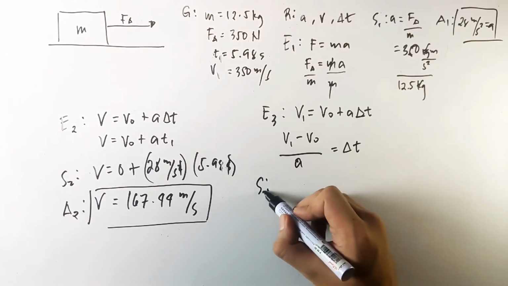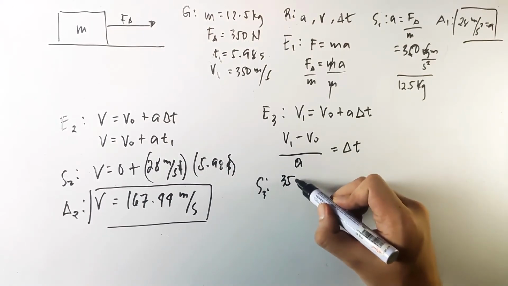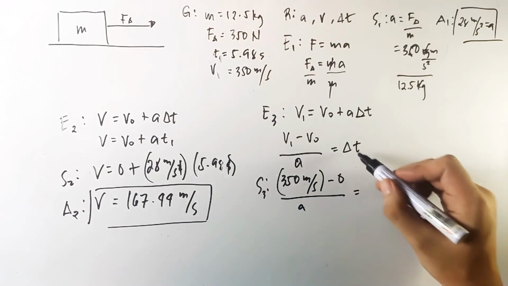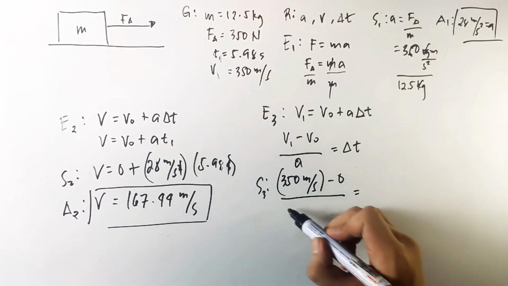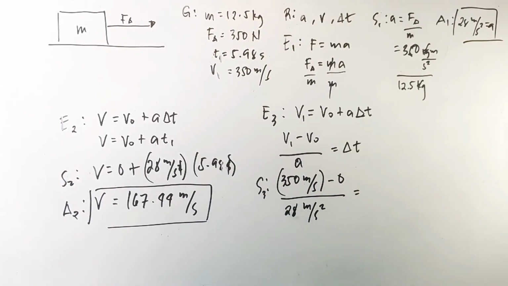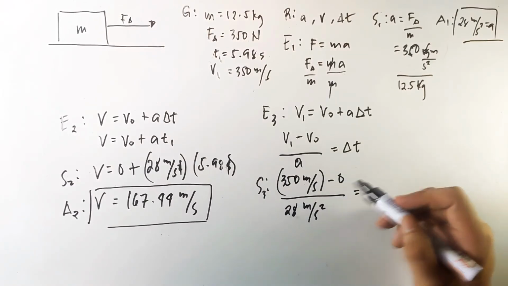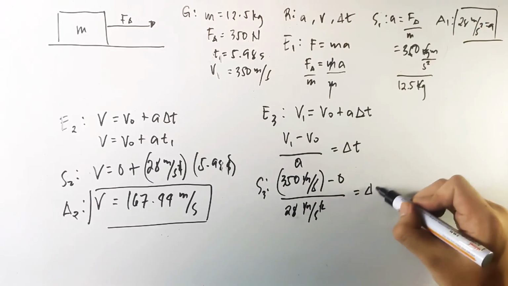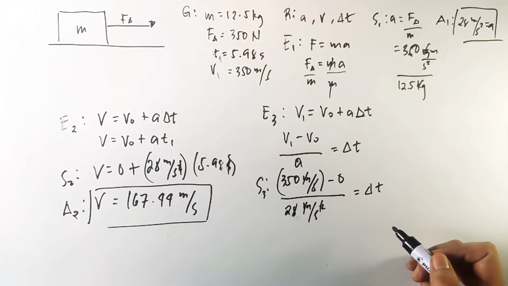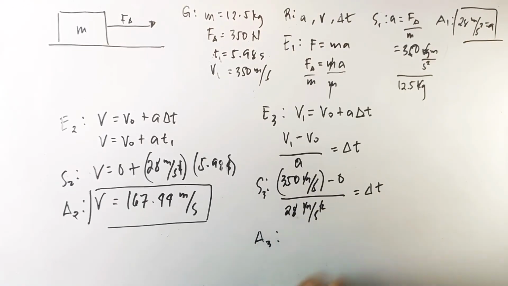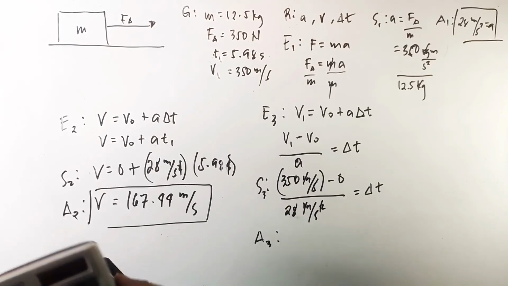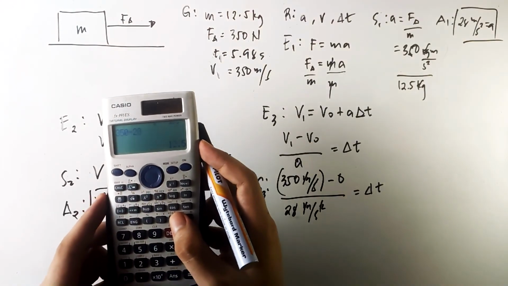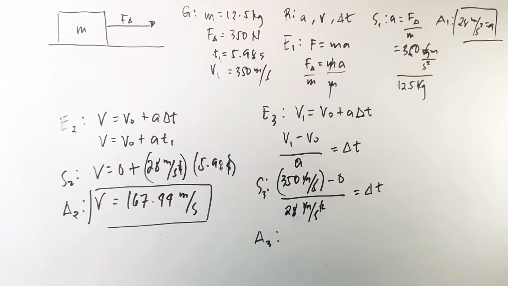Then substitute: 350 meter per second minus 0, divided by 28 meter per second squared. Cancel the meters, cancel the seconds, so you're going to have a single unit of seconds as your answer, which is what we need. Then let's input that on our calculator. That's 350 divided by 28. So our answer is 12.5 seconds.